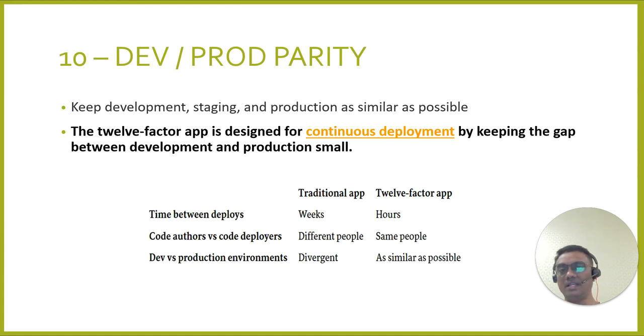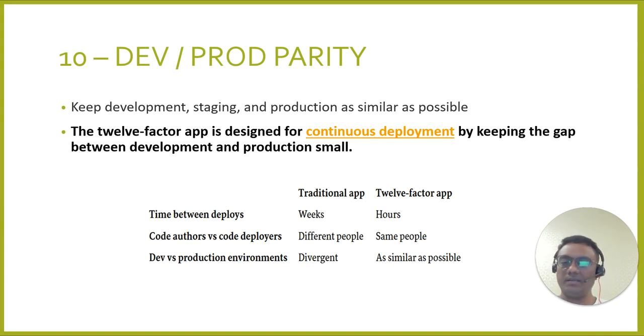The 10th one is dev/prod parity. What the 12-factor app suggests is that, of course, the dev environment and prod environment will have a lot of differences, but we should minimize the gap between them as much as possible. In a traditional environment, deployment happens every month or a couple of weeks. But in modern application development, there could be two production deployments in a single day for the same application. So we should minimize the differences between the development and the production environment.